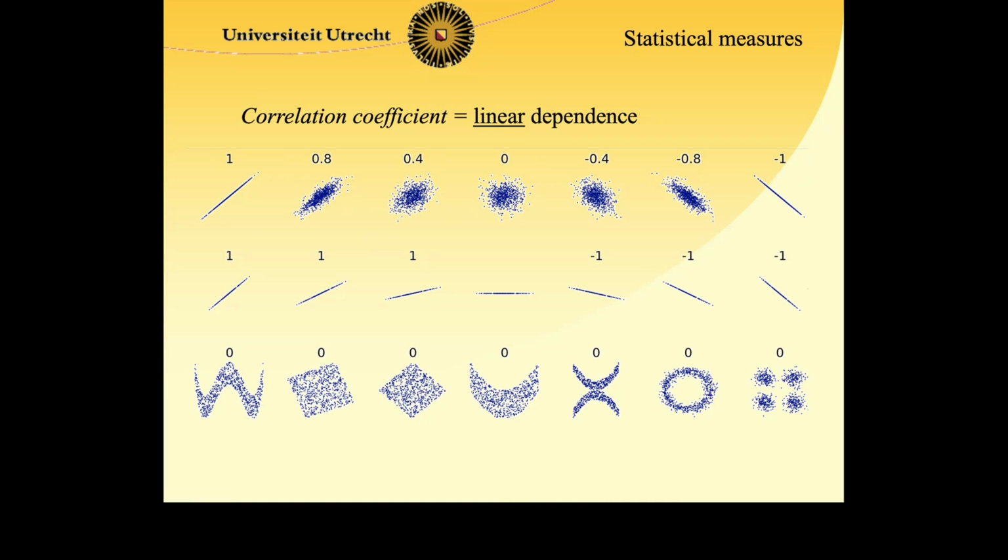So you can say that if something is statistically independent, the correlation coefficient is 0, but you cannot say it the other way around. If it's 0, it is not necessarily statistically independent. It is only linearly independent, but it can still be dependent on a higher order. For instance, in this case, it is a parabola. Here it's a circle that can be described. So that is very important to understand.